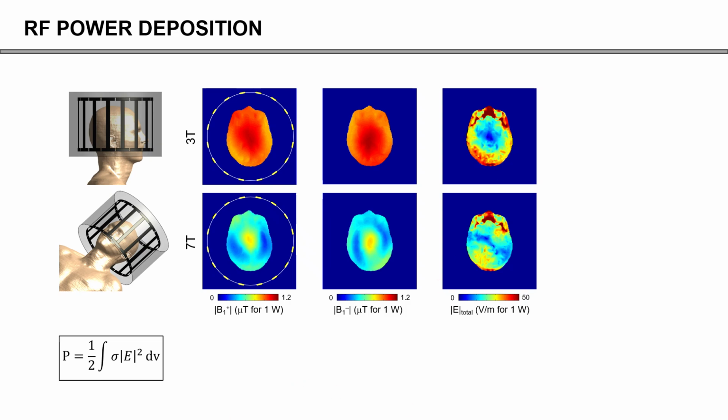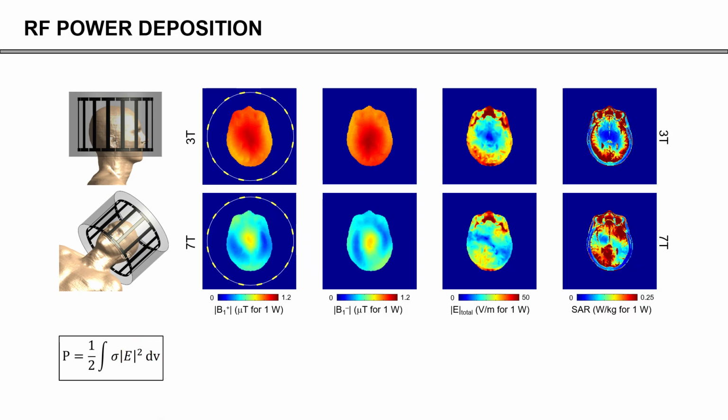And then using the tissue conductivity and the calculated E field, you can then basically calculate what the deposited power is. And so now this is a power deposition map, also referred to as a specific absorption rate or SAR map, which basically tells you how much watt of power is deposited per kilogram of tissue for 1 watt of input power. And so you can see that most of the power deposition is on the edge of the brain. And so the guidelines are based on this number.